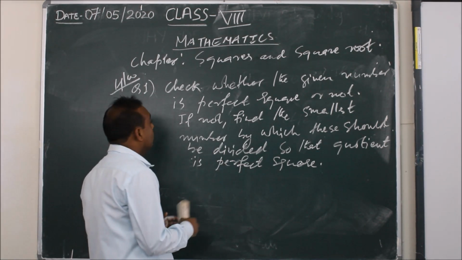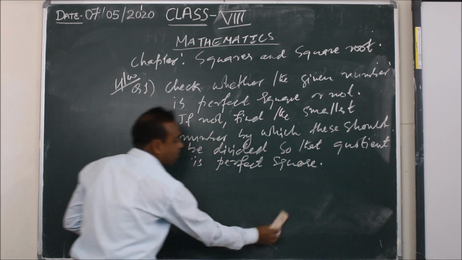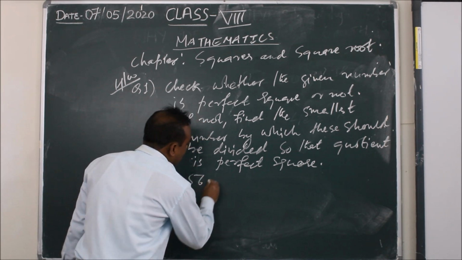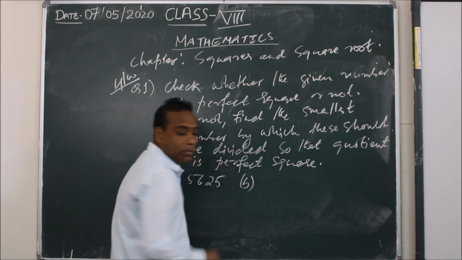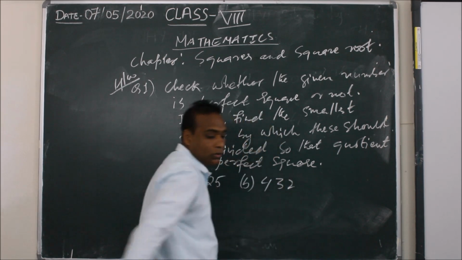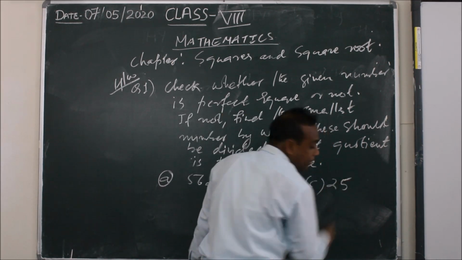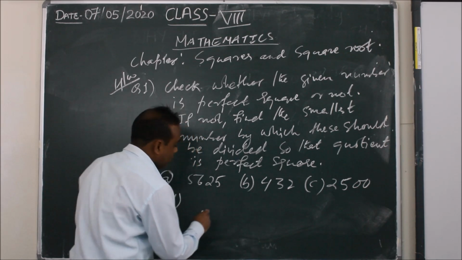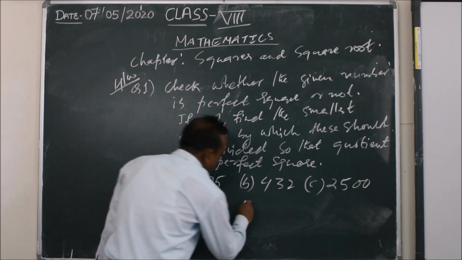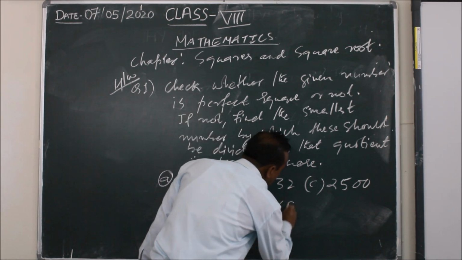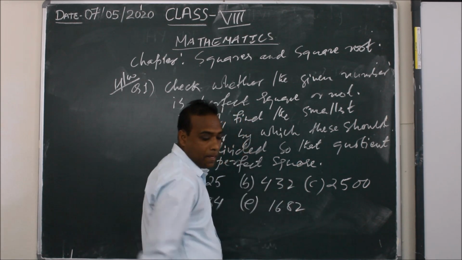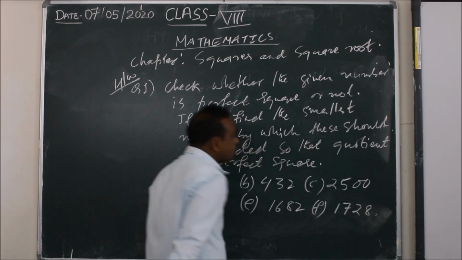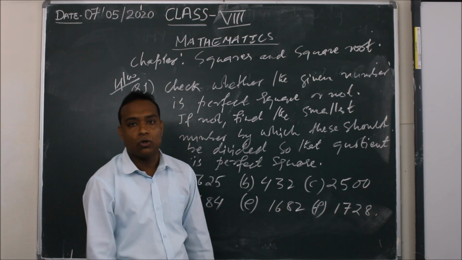Now I'll give you the numbers. Number A is 5625. Number B is 432. Number C is 2500. Number D is 784. Number E is 1682. Number F is 1728. So these are the questions which you have to practice at your home. So today this much only.